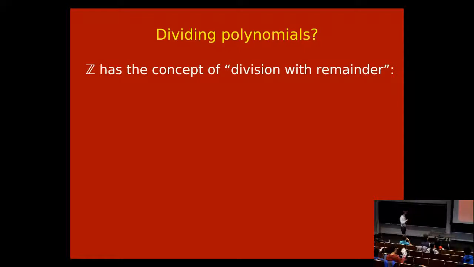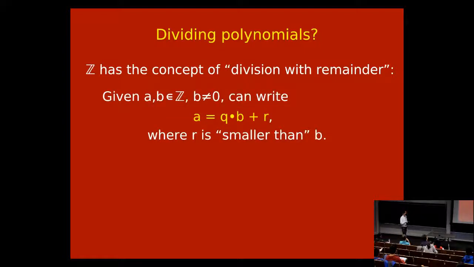So even though you can't divide with the integers, in the sense that an integer divided by an integer is not always an integer, you do have some other kind of division, this division with remainder. We talked about it a couple lectures ago. Namely, if you have a and b is not 0, you can try to divide b into a, and you get a quotient q and a remainder r, and it has the property that r is smaller than the thing you're dividing by, right? That's division with remainder.